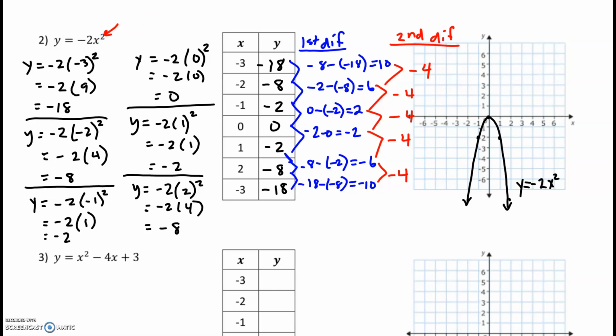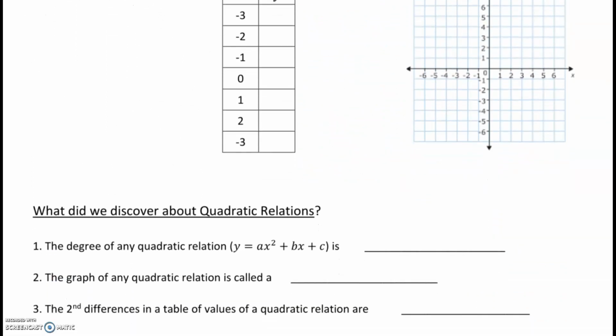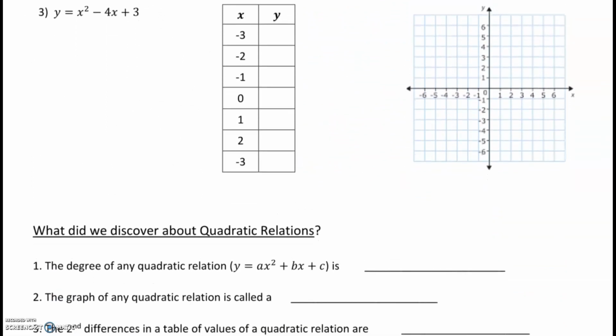All right, let's look at the third one. The third one also has an x that's squared, but we have other values attached to it. So I'm interested to see what this graph looks like. We'll start with our substitution. So negative 3 has to go where x is for x squared, and negative 3 has to go where the x is with negative 4. So for substitution, it's going to look like this.